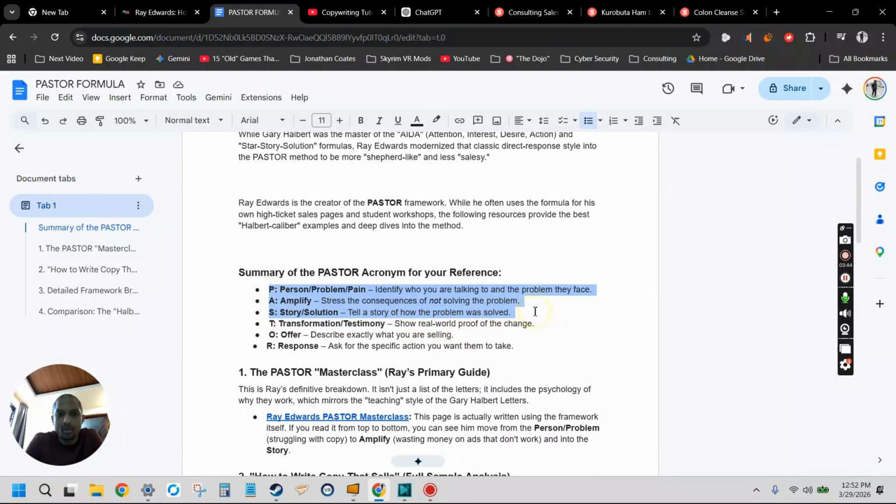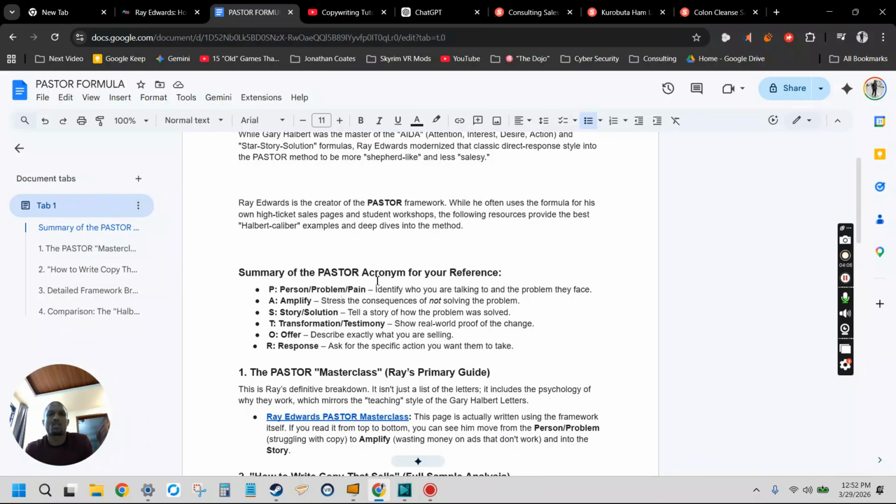You have the PAS formula. But what he does is he adds an extra TOR after the solution, and he also adds a story with the S. So rather than just getting straight to the offer, he tells a story. Now, it can be your story or a third party story. And I like to use the feel, felt, found technique. That person knows exactly how you felt. He went through a similar situation.